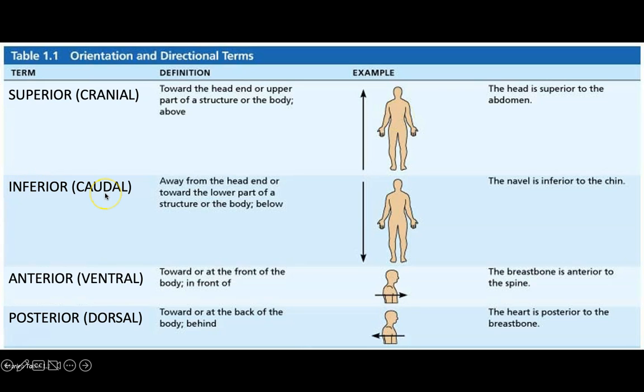We can also have inferior or caudal. This is away from the head. The example provided is that the navel or belly button is inferior to the chin. So the navel is inferior to the chin. Anterior or ventral, it's at the front of. This is the breastbone is anterior to the spine. And posterior or dorsal, the heart is posterior to the breastbone. So we'll need to be using these terms, especially when you start getting into lab and the lab practicals.